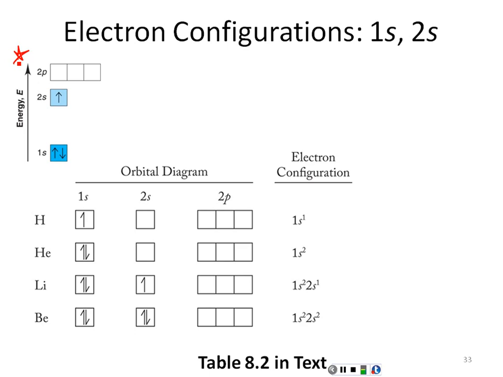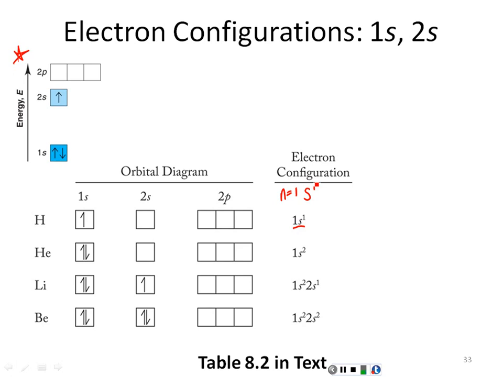It's nice to write these orbital diagrams, but an easier way to convey the same sort of information is to write the electron configuration. How do we do that? That's listed here in this column. Hydrogen would be 1s1. That means the principal quantum number equals 1. It's an s orbital, and it has 1 electron in that s orbital.